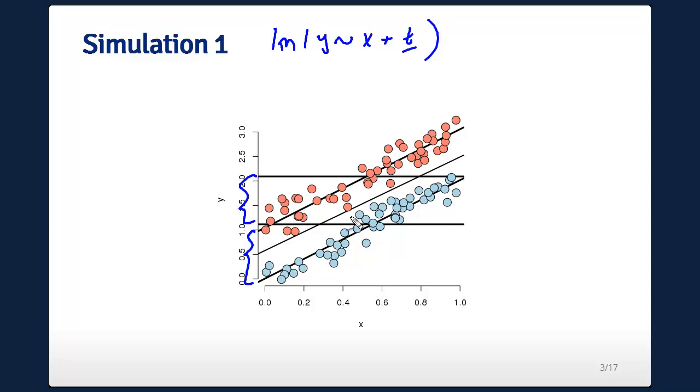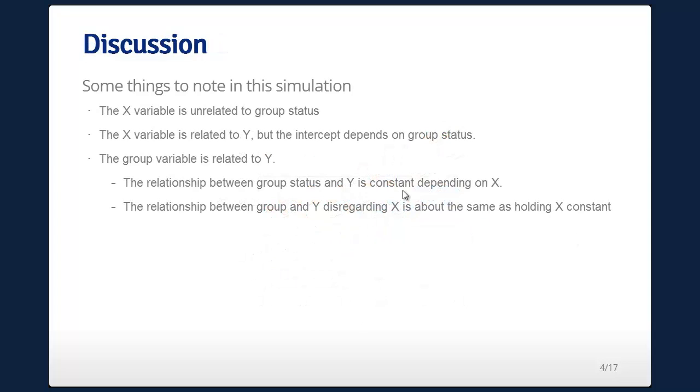Okay, which is good. It means it didn't matter whether we regressed on x or not. But let's discuss this first, and then we'll keep going. It's going to get harder.